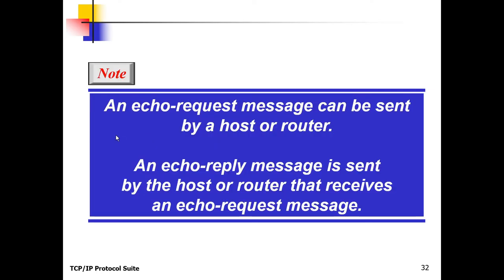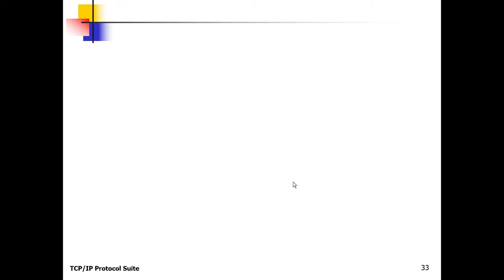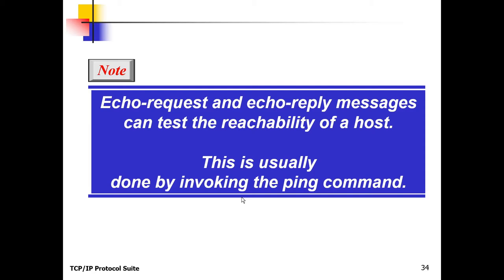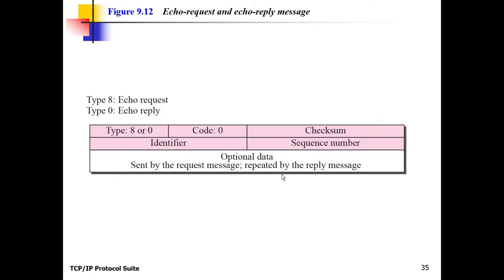All right, so we'll move on. The first one is the echo request message, and this is to check that the destination is live. So you send an echo message, and you'll see the reply if it comes back. The echo reply message is sent by the host or router that receives an echo request message. And all of us have used ping before, right? Echo requests and echo reply messages can be used by network managers to check the operations of the IP protocols.